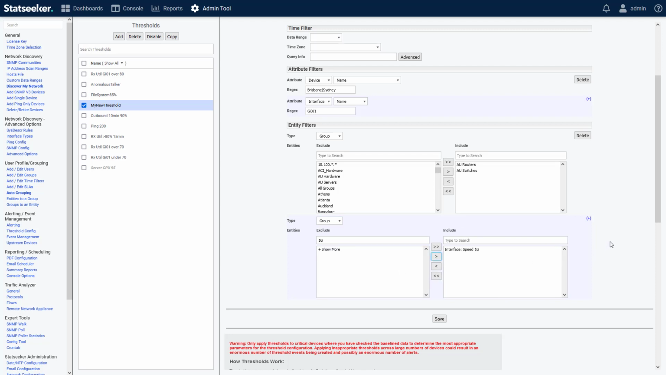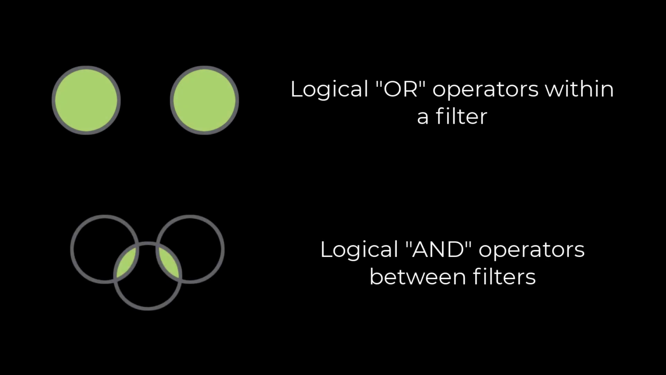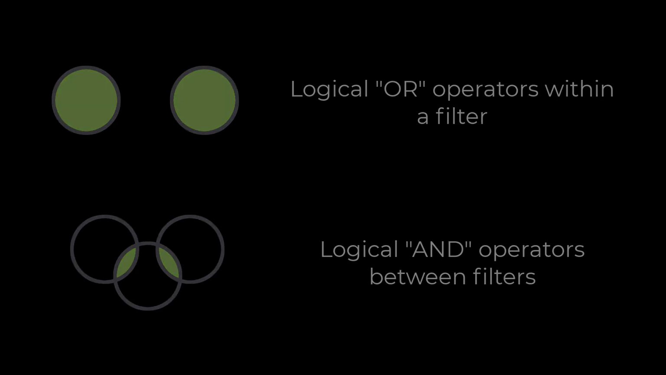The two sets of filters work as though a logical AND operator was inserted between the sets, so with my final configuration, we are limiting the threshold to 1 gig interfaces named GI01 found on Brisbane or Sydney routers or switches. OR operators operate within a set of filters, AND operators between filter sets.